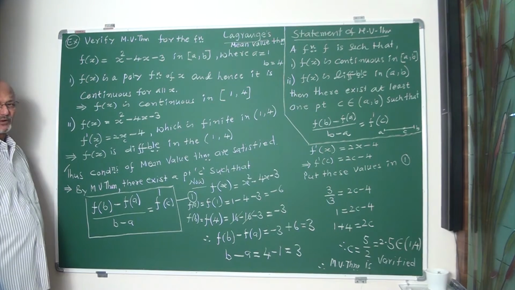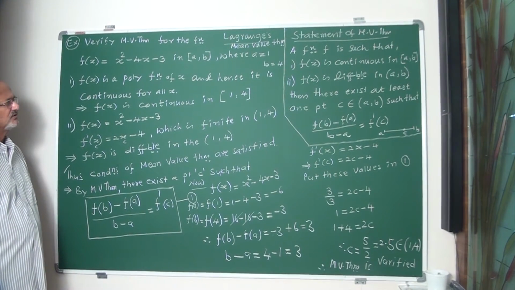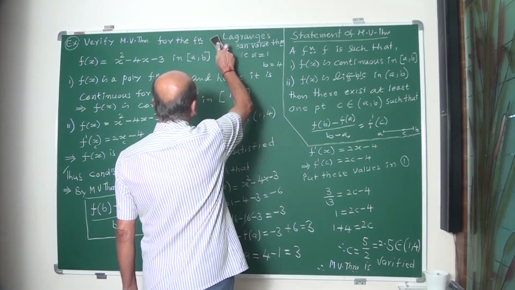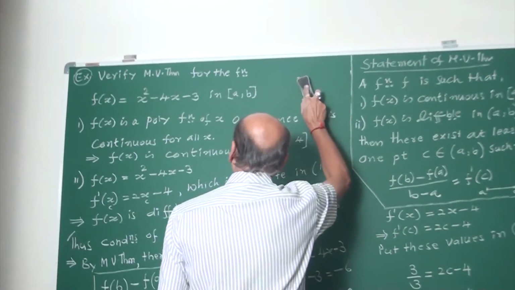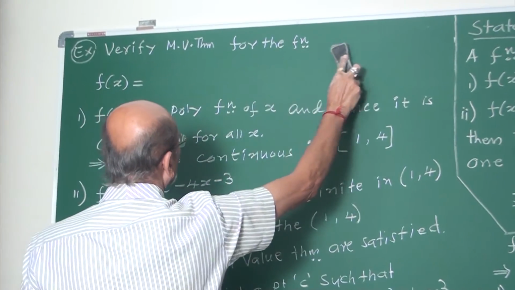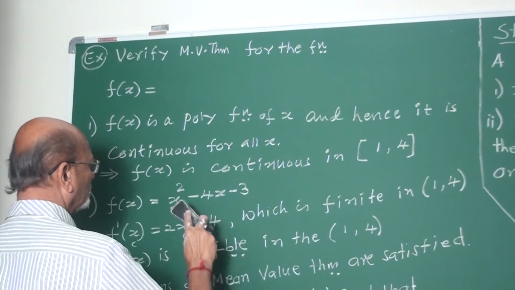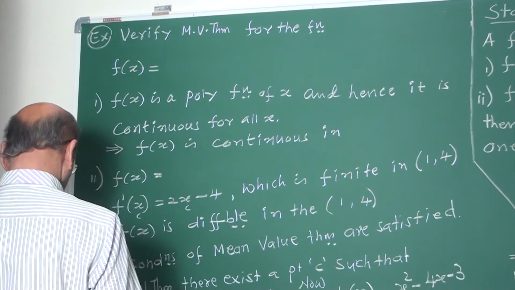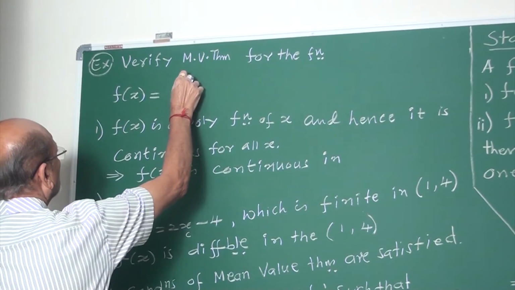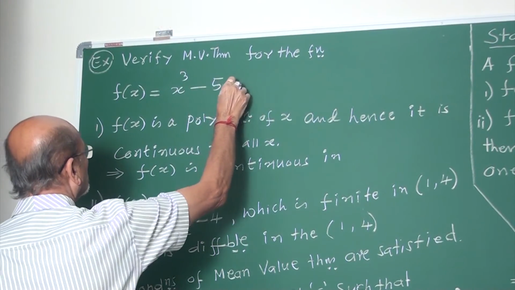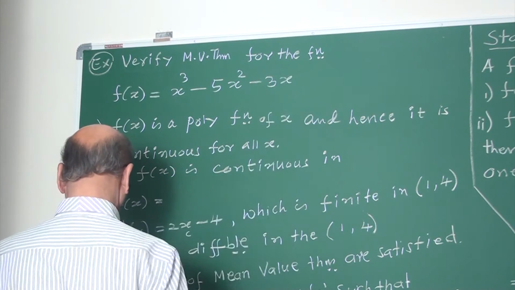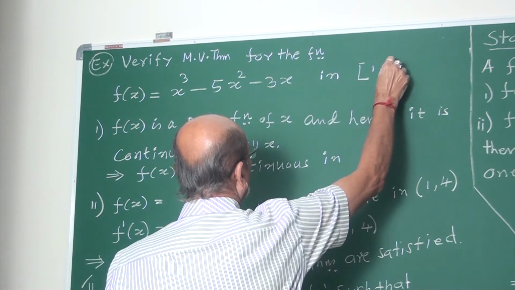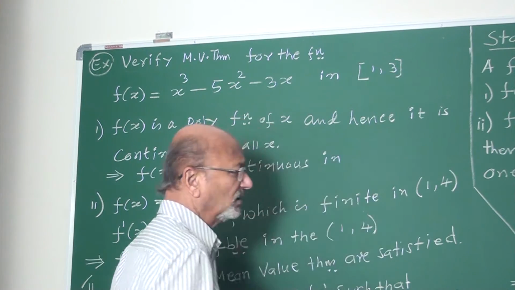I do one more example, then one example for practice. Verify the mean value theorem for the function f(x) equals x cube minus 5x square minus 3x in the closed interval 1 comma 3.